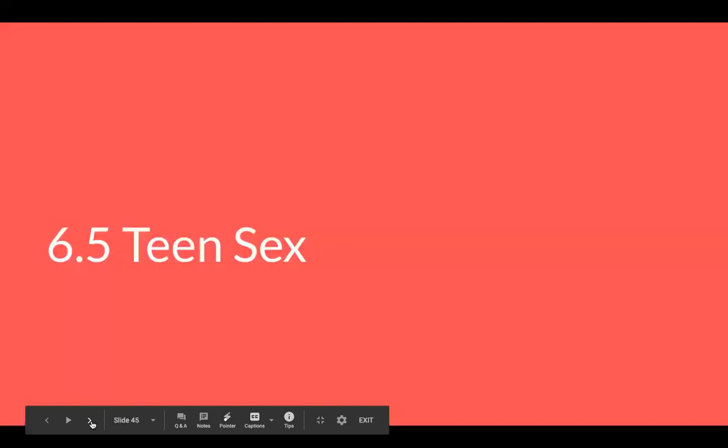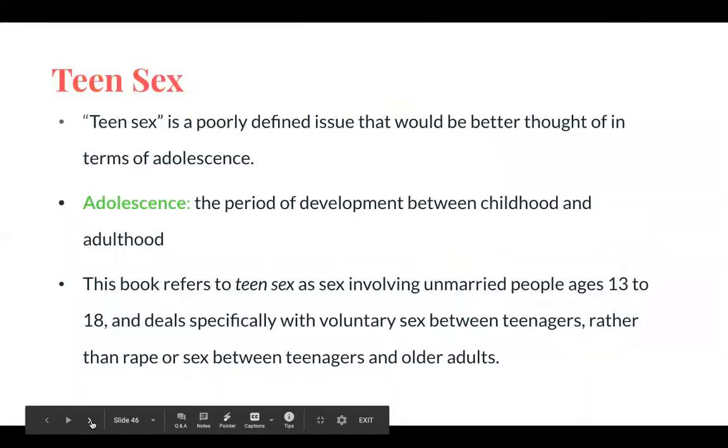So, as I said, that fourth form of traditional sexual deviance that can occur among heterosexuals was underage sex. And your book had a whole separate section on this entitled Teen Sex. And so they say it's a poorly defined issue.